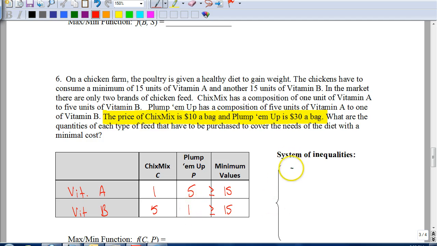So our inequalities would be, if I fill this down, fill the P down, C plus 5P is greater than or equal to 15, or 5C plus P is greater than or equal to 15, and my C has to be greater than or equal to 0, and the P has to be greater than or equal to 0.